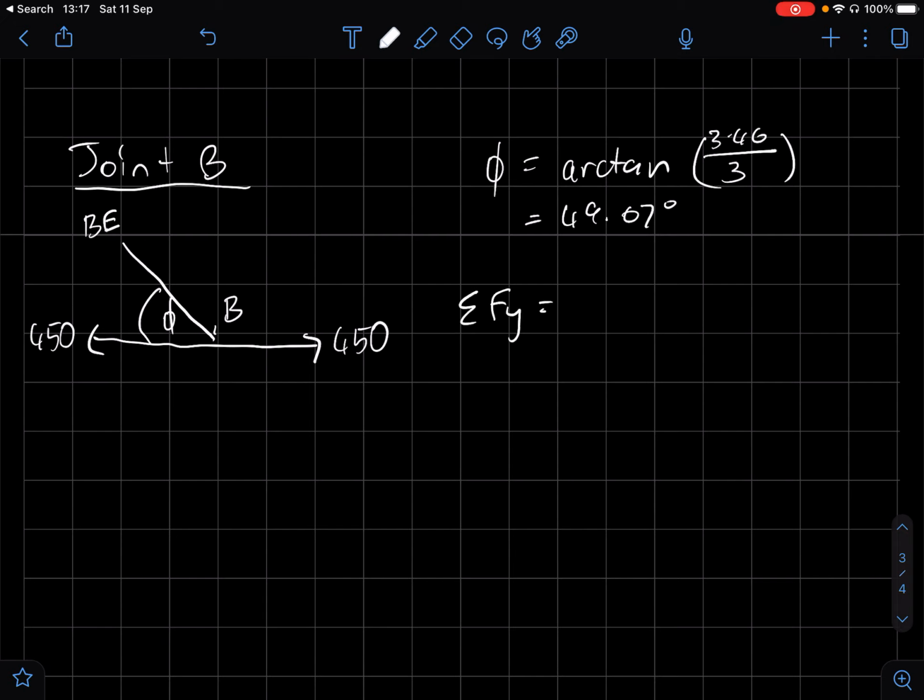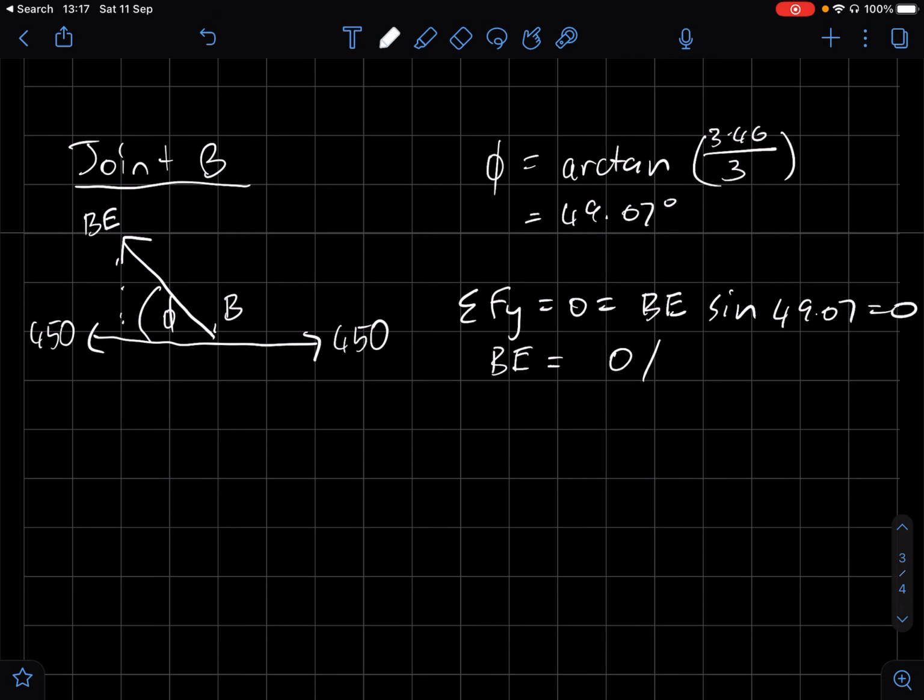Honestly, I don't know whether this is going to help us, because if we do the sum of the forces in the Y, and say we assume this to be positive, like that, we have BE sine, because we're resolving the forces in the Y direction, sine of 49.07 equals 0, because there's no other Y component forces in this free body diagram. So BE is going to equal 0 divided by sine 49.07, isn't it? That's just going to be 0. Another 0 force member.